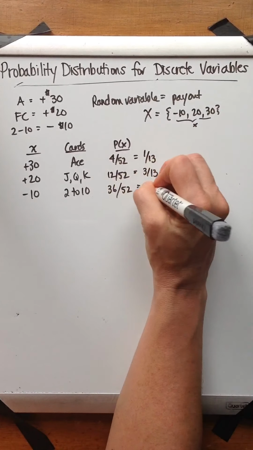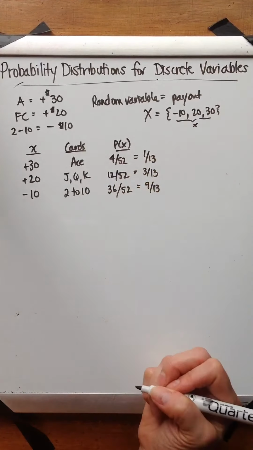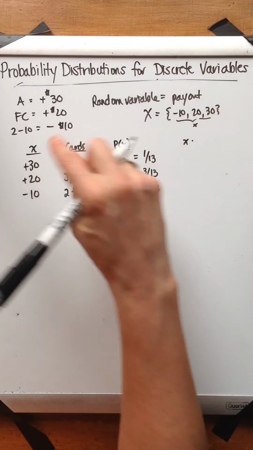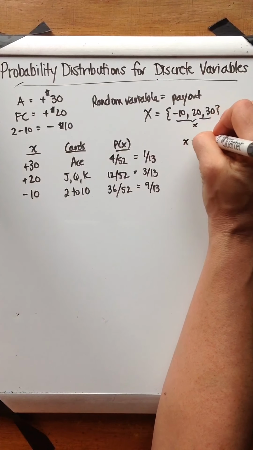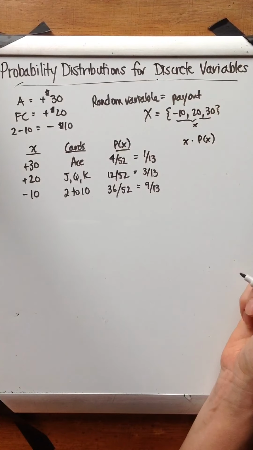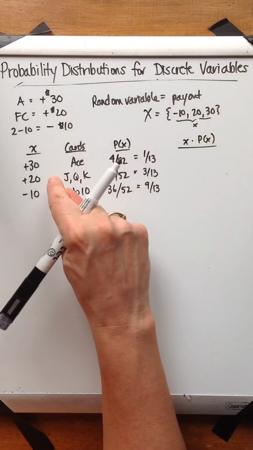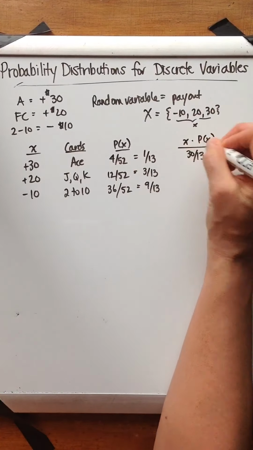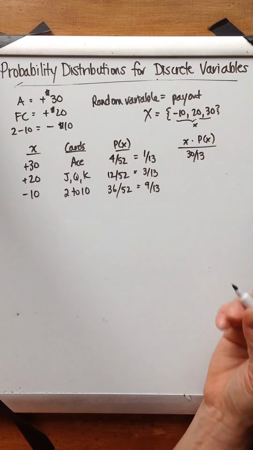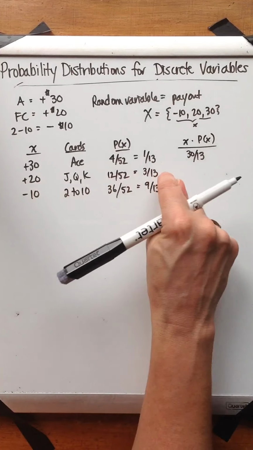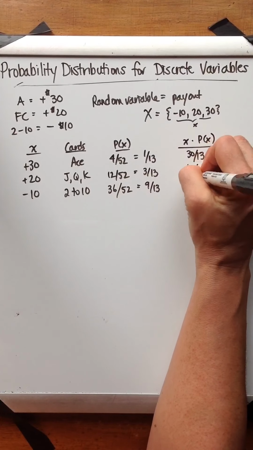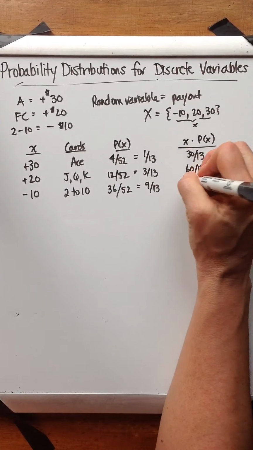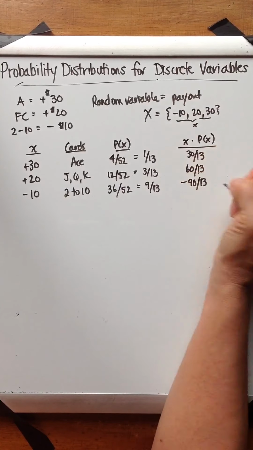And that can be reduced down to 9 out of 13. So now let's do the value of x times its respective probability. If we do 30 times 1 over 13, we get 30 out of 13. Don't be alarmed by the fact that's bigger than 1. I'll show you where we're going with this. I can then do 20 times 3 over 13, which is 60 out of 13. And I can do negative 10 times 9, which is negative 90 out of 13.